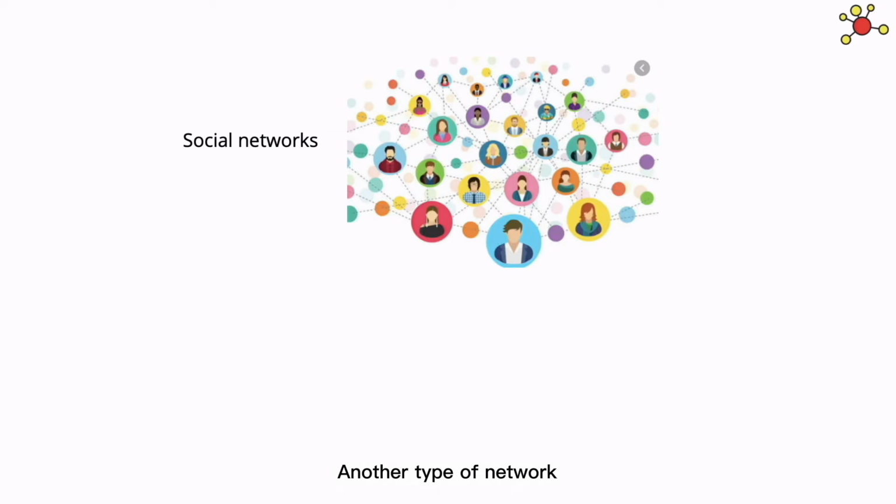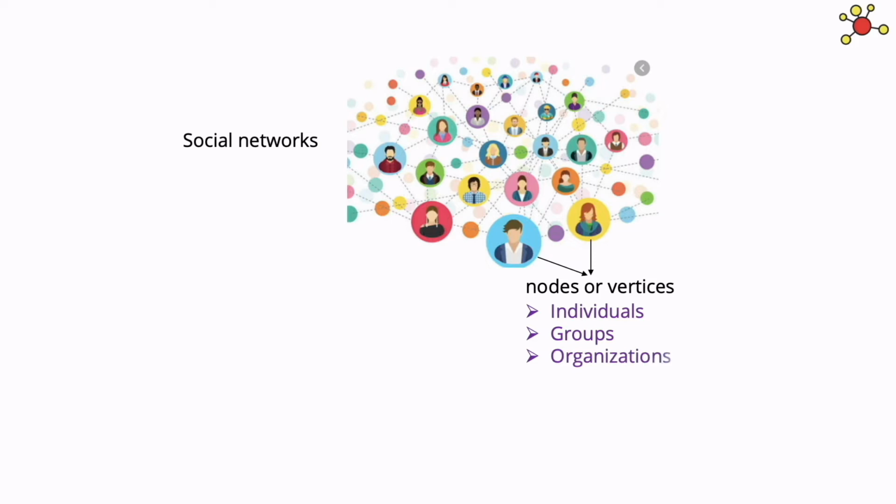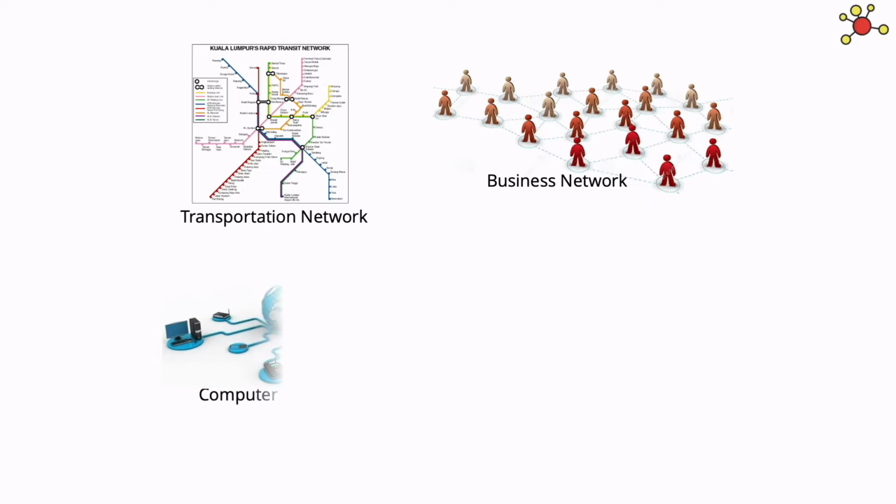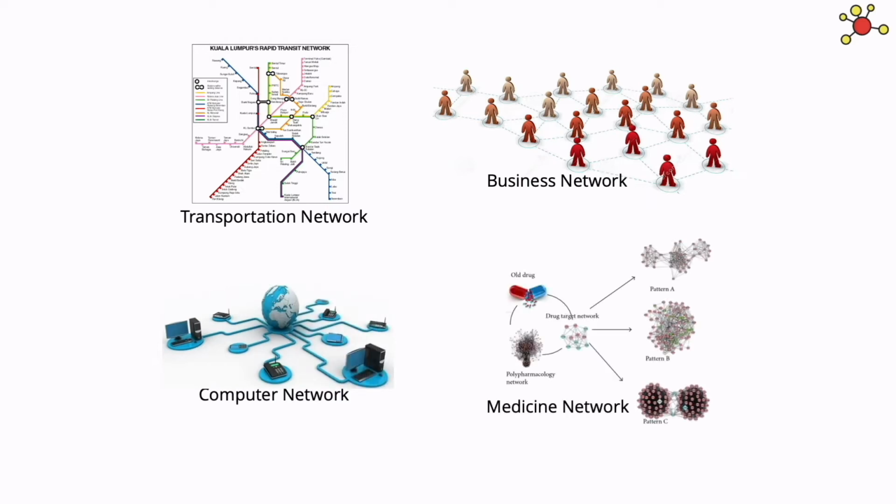Another type of network is a social network. The nodes or vertices can be individuals, groups, or organizations. Edges or links can be denoted as types of relationship, for instance, friends, colleagues, families, etc. Other graphs that involve networks are transportation networks, business networks, computer networks, and medicine networks.